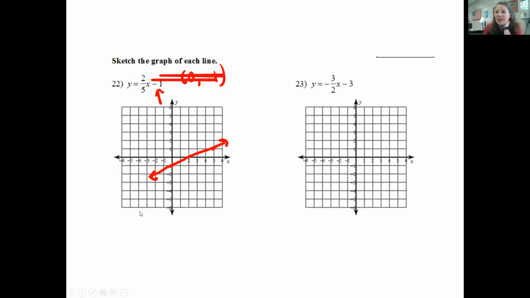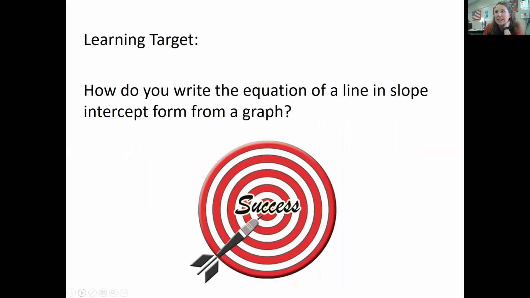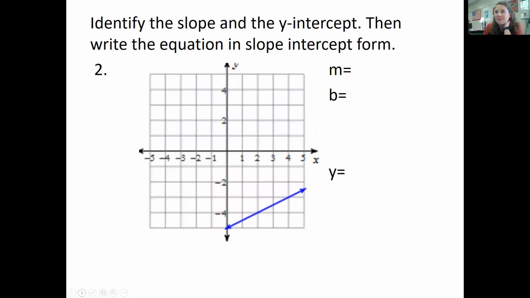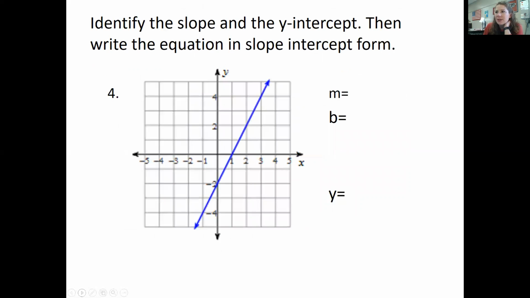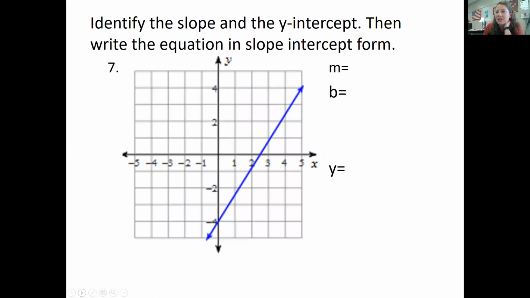All right, so if you need more review with graphing those lines, let me know, okay? But really what I wanted to get to is, I guess we can do one of these. I don't think we'll need to though. Let's do this one at least.